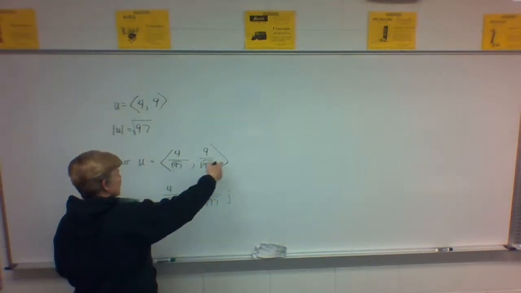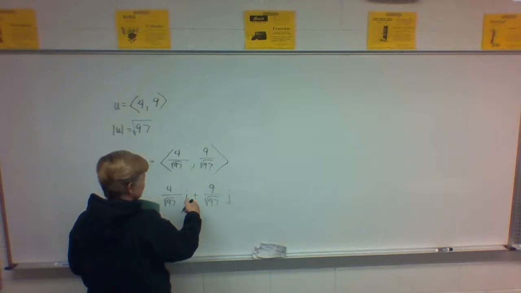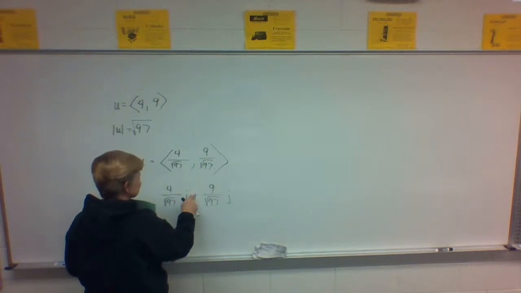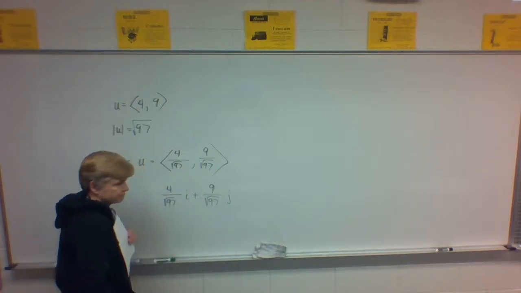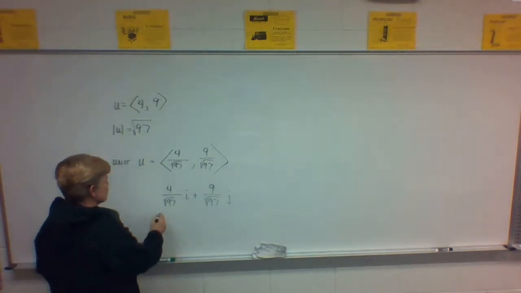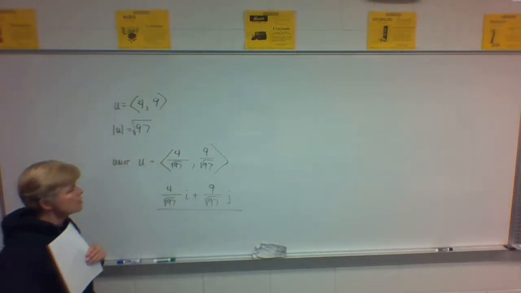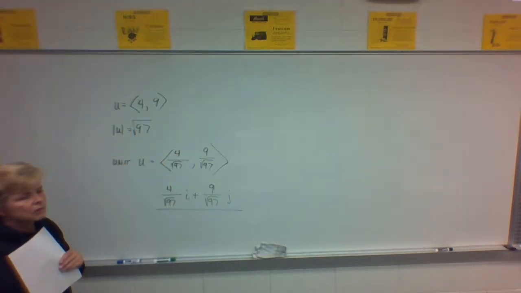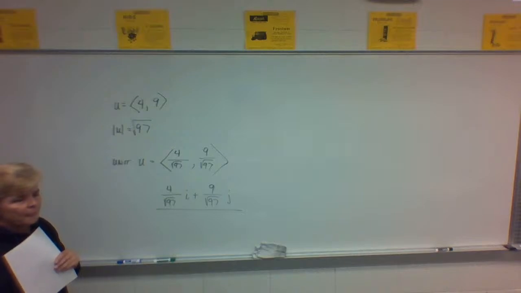Do not mix the hats with the plus sign, with commas. There's no comma in here. This is a sum of 2 vectors to write it in that form. So this is what goes in the blank. We okay with the unit vector?